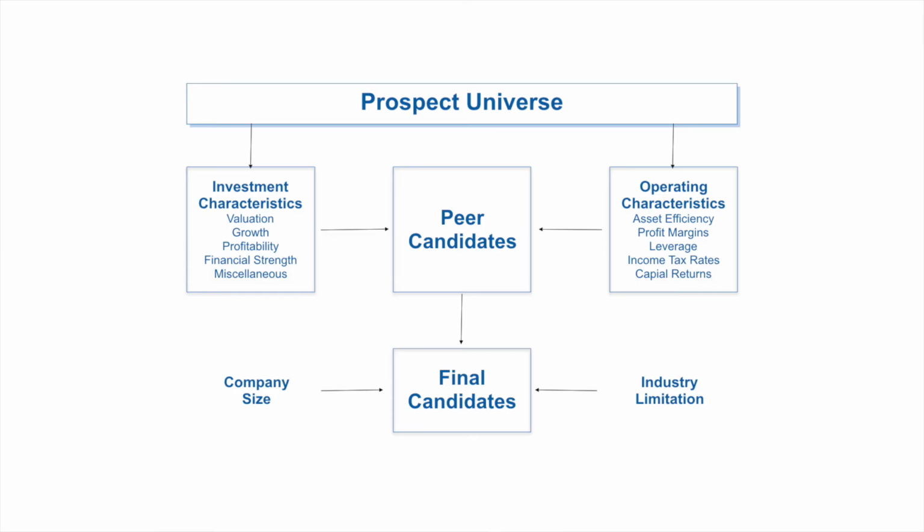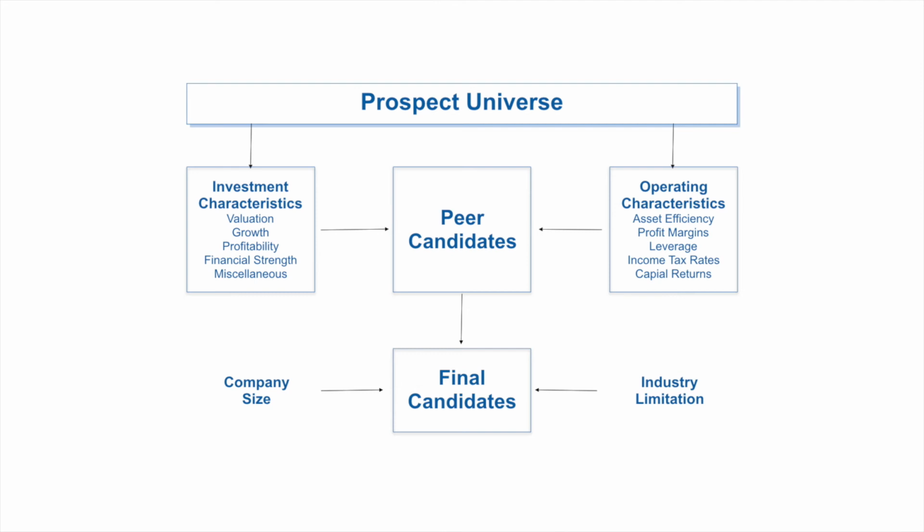So we're going to take the prospect universe, thousands of companies. We're going to look at how well each of the companies match up with Apple on an investment basis, valuation, growth, profitability, risk, etc., and on an operational basis with return on capital, margins, and so on. We're going to come up with a series of candidates, and then if it was an important thing to do, you could also then filter for size and for companies in the same industry. But we didn't do that here. We're just going to look at the companies that have the highest combined score matching up very well with Apple.